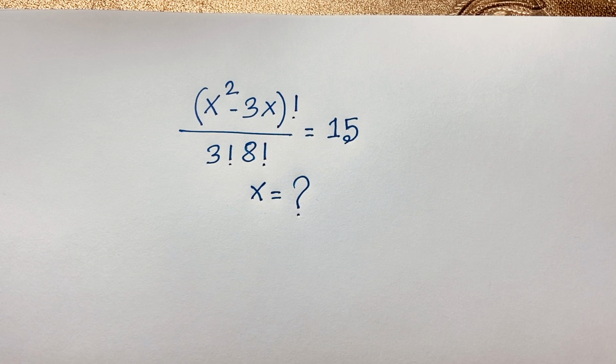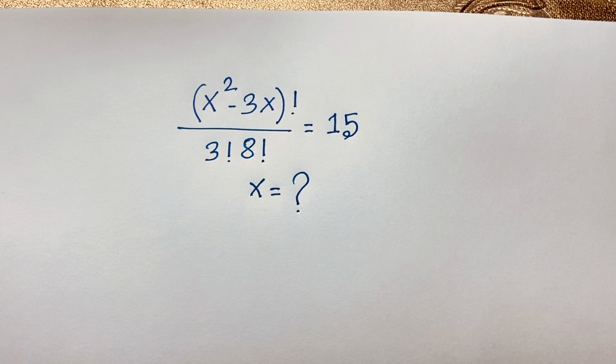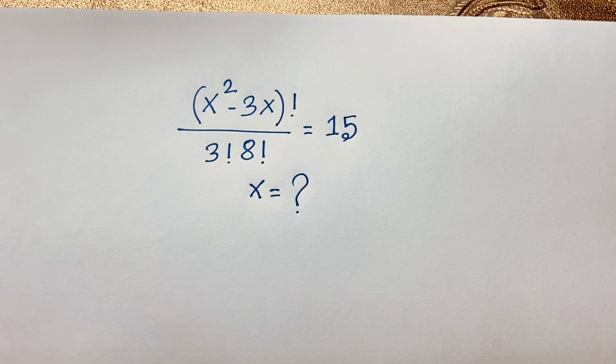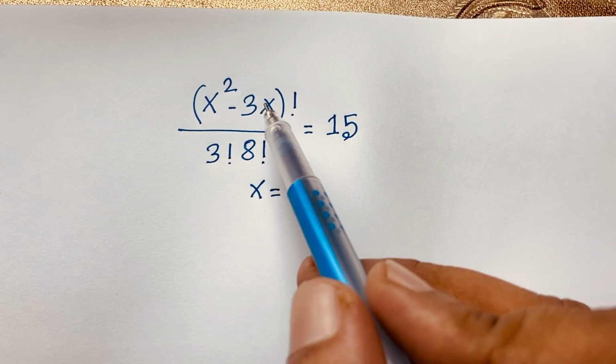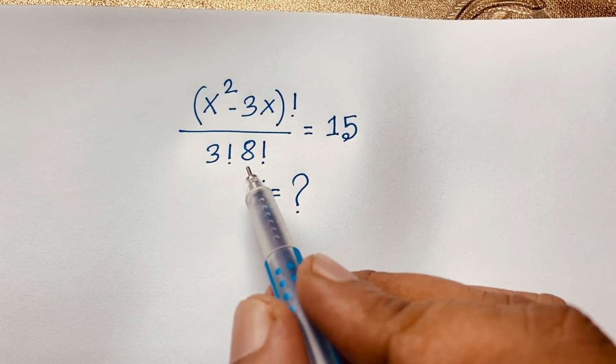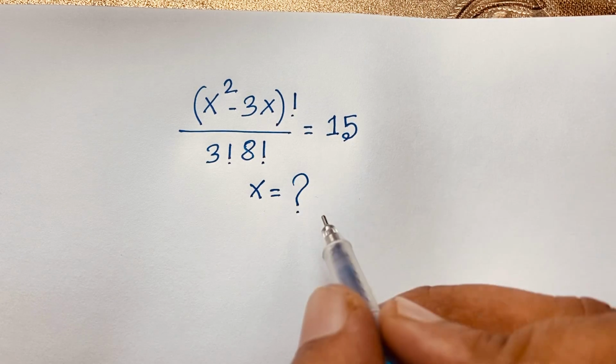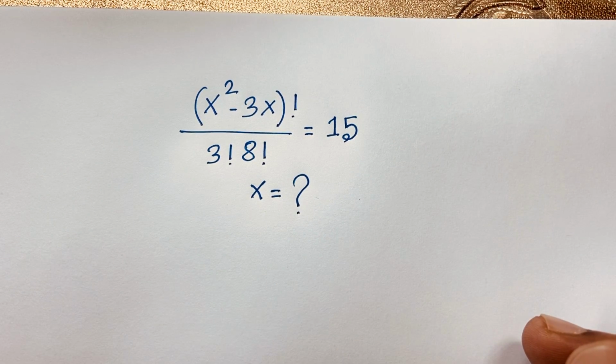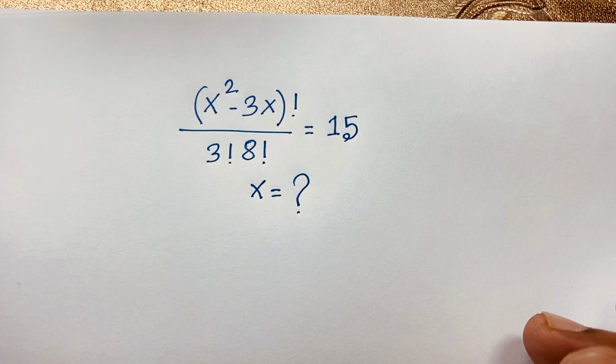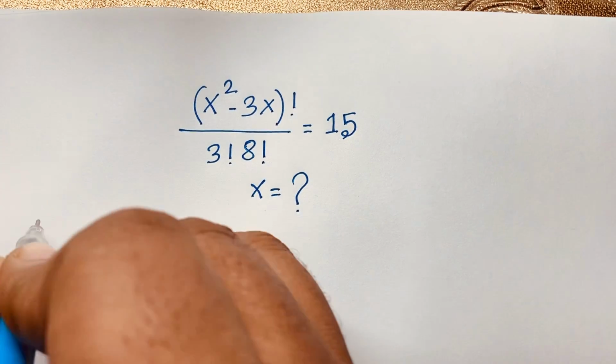Hello everyone. In this video, we have solved a nice factorial question. It is a math Olympiad question: (x² - 3x)! over 3! times 8! is equal to 15. We will find out what is the value of x in this factorial question. So, solution.